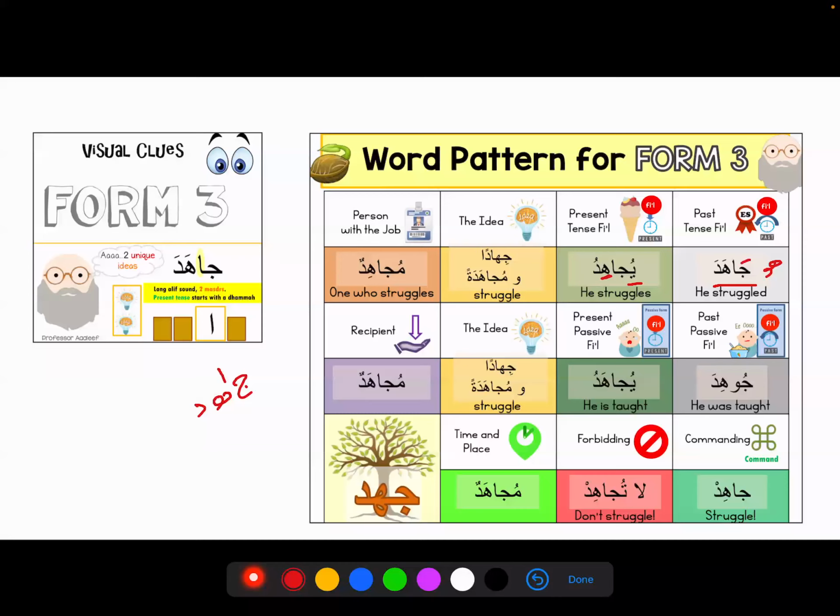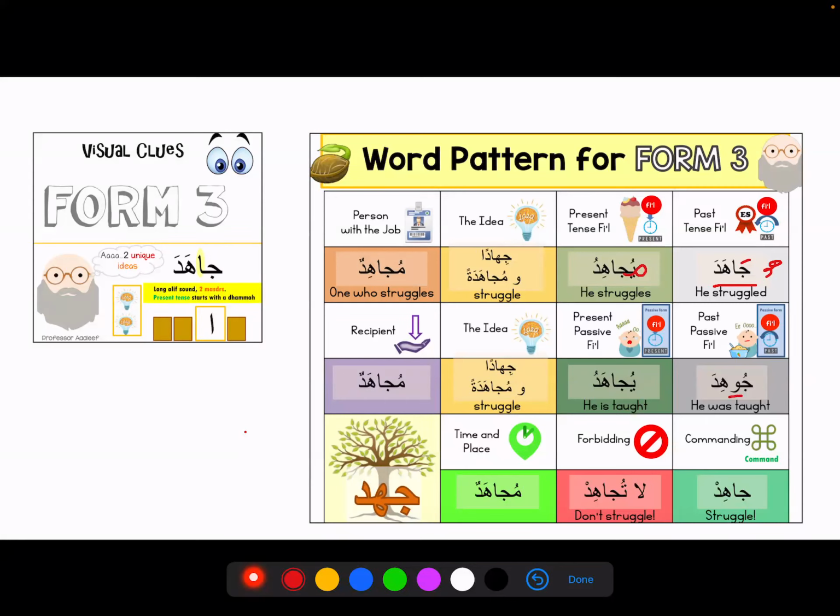And then its ism fa'il would be mujahidun. If you remember, we were talking about that whenever you take your mudari, you can look at your mudari over here and just put mim instead of ya, and that is your ism fa'il, mujahidun. And then our passive would be juhida.